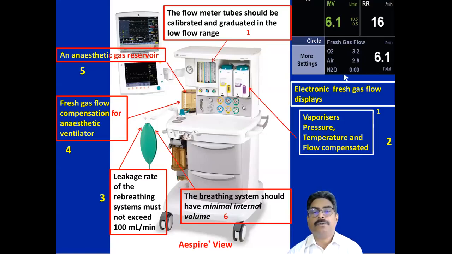That is, 2 flow meters for oxygen and 2 flow meters for nitrous oxide, or it should be an electronic process. The leakage rate in the breathing circuit should be less than 100 ml per minute. And the fourth thing is that fresh gas flow compensation should be available in the anesthesia workstation. And there should be an anesthetic gas reservoir. And also the breathing system should have a minimal internal volume. So these are the prerequisites for low flow anesthesia.